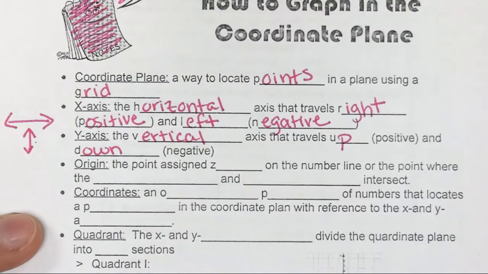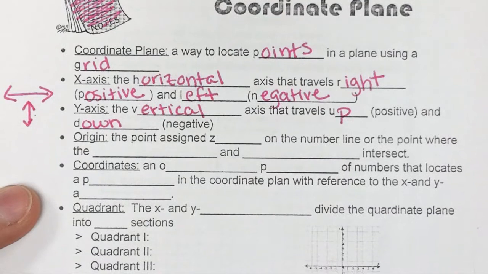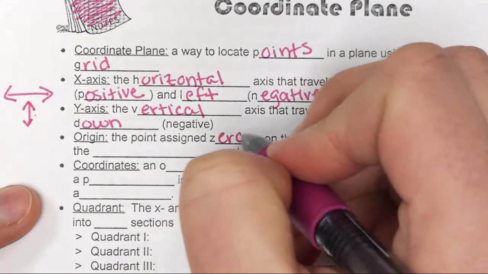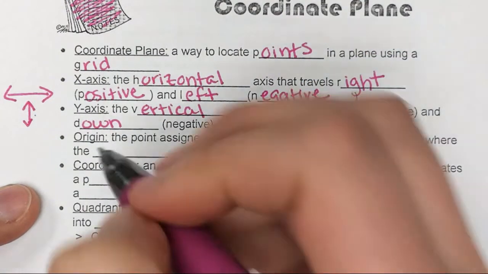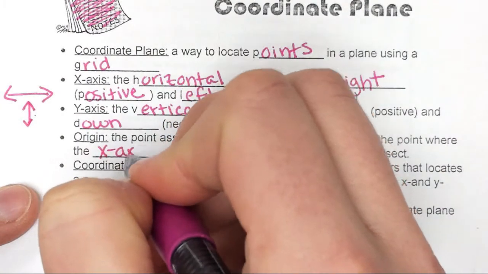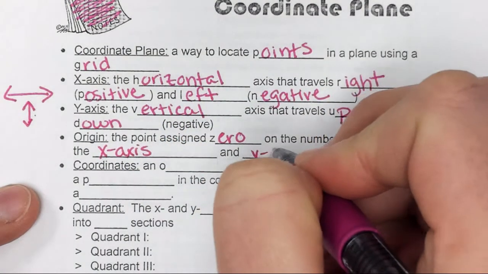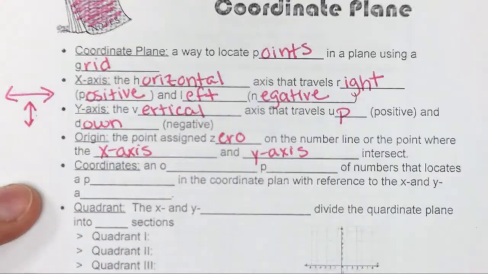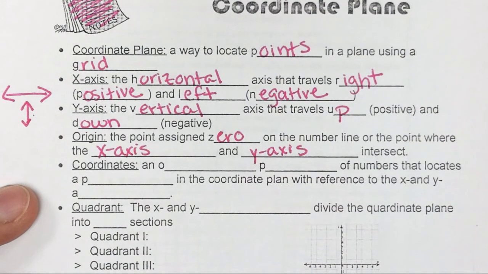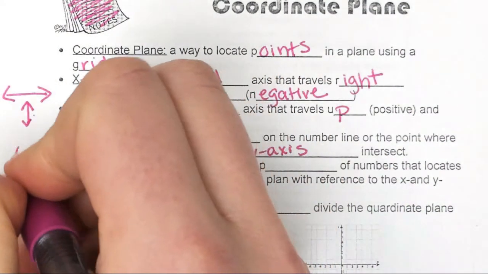The origin is the point assigned to 0 on the number line, or the point where the x-axis and the y-axis intersect. So it's the point 0, 0, the ordered pair 0, 0.